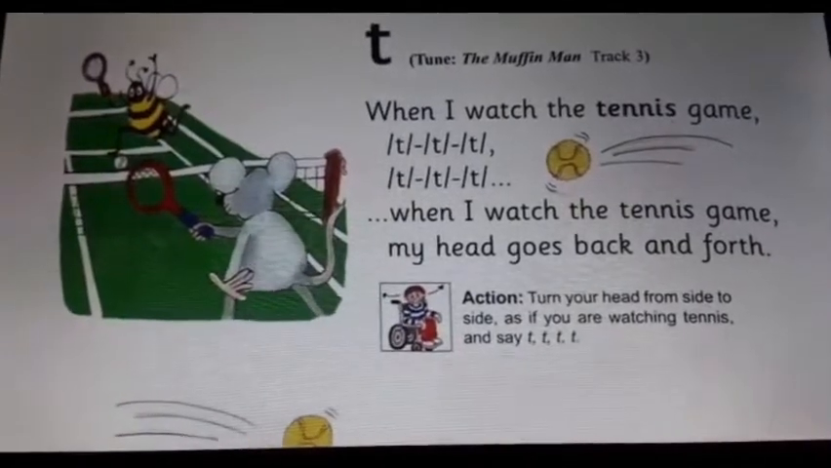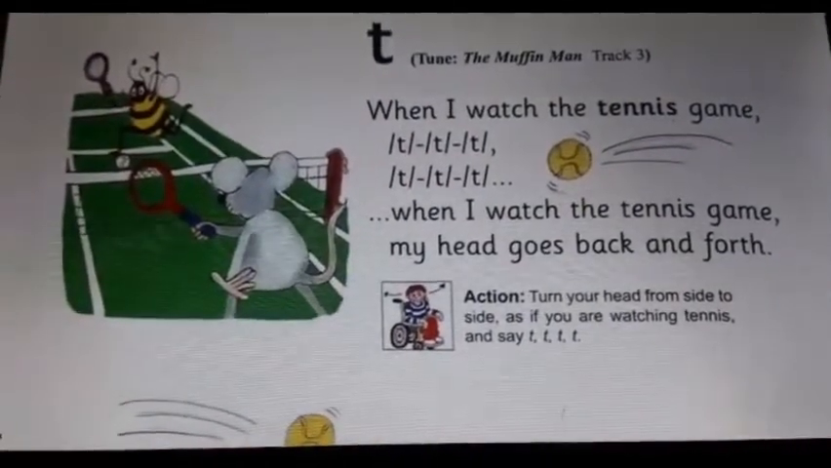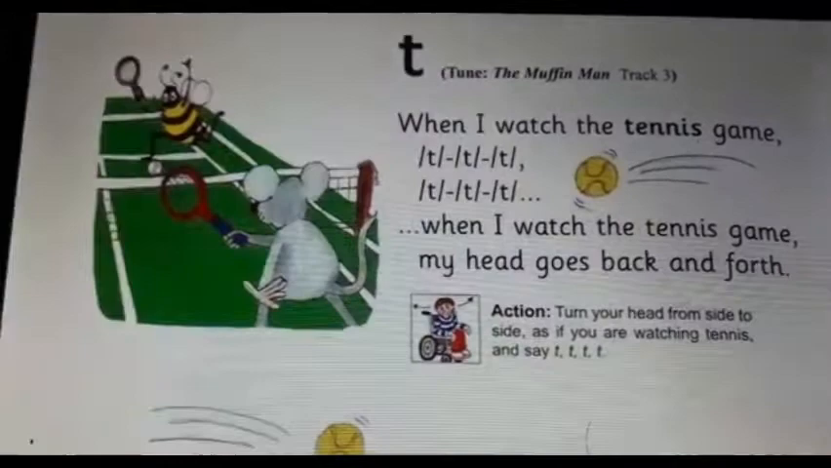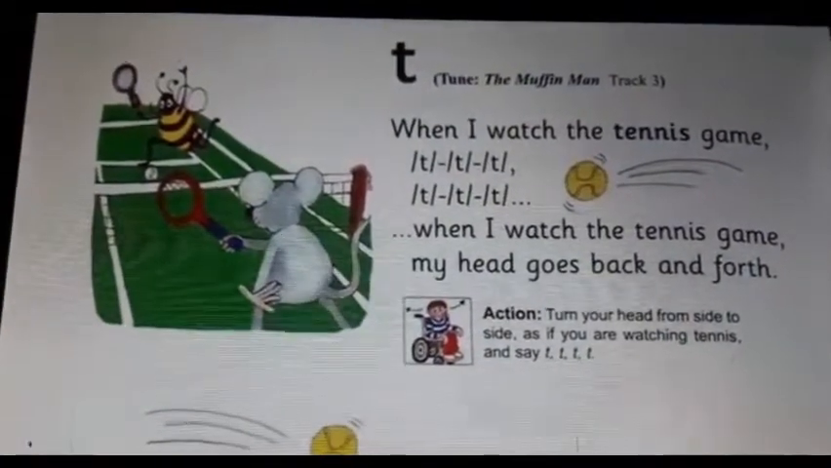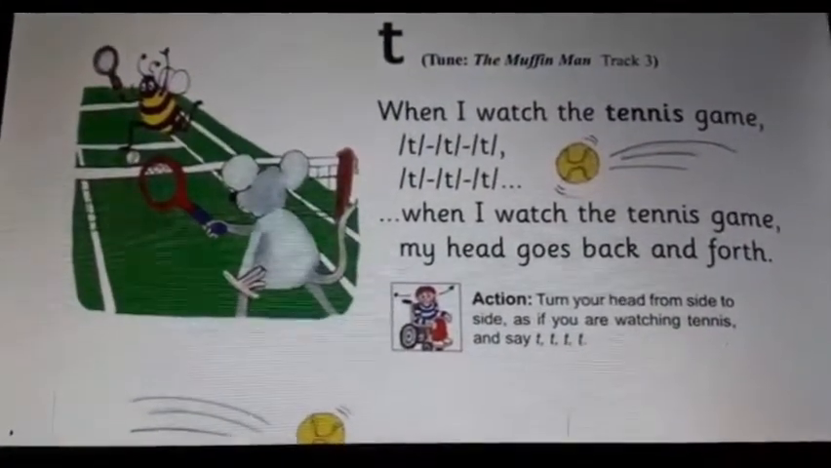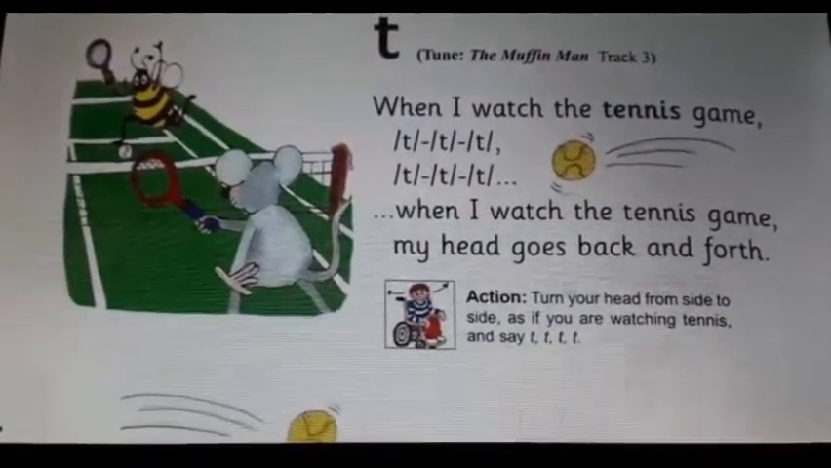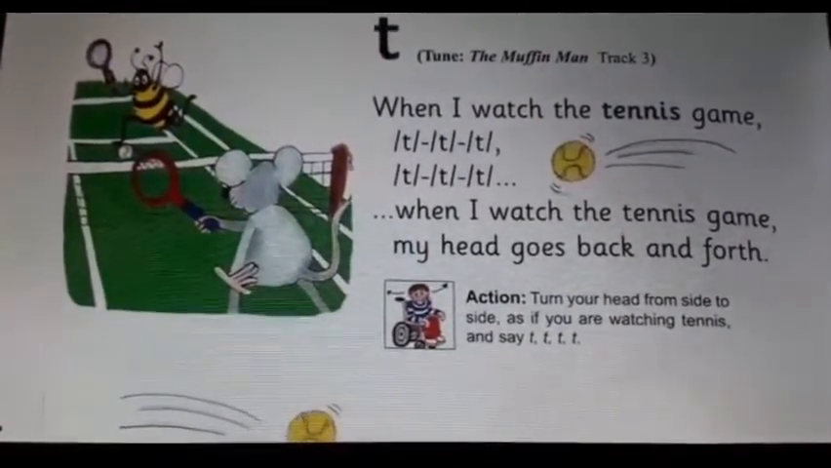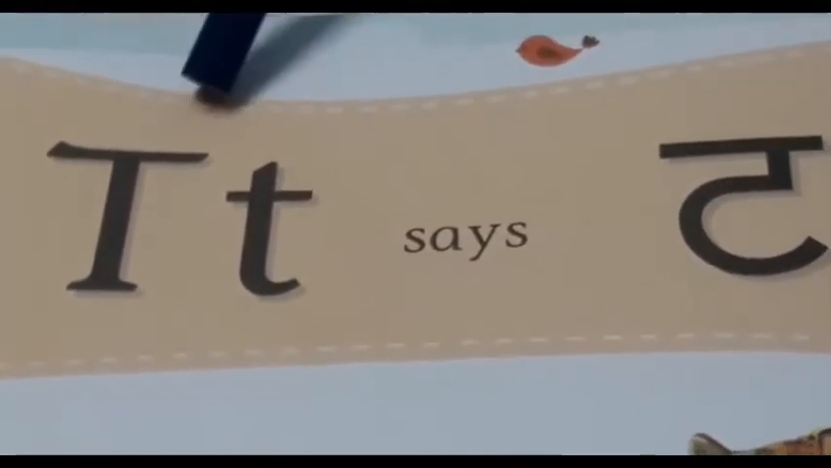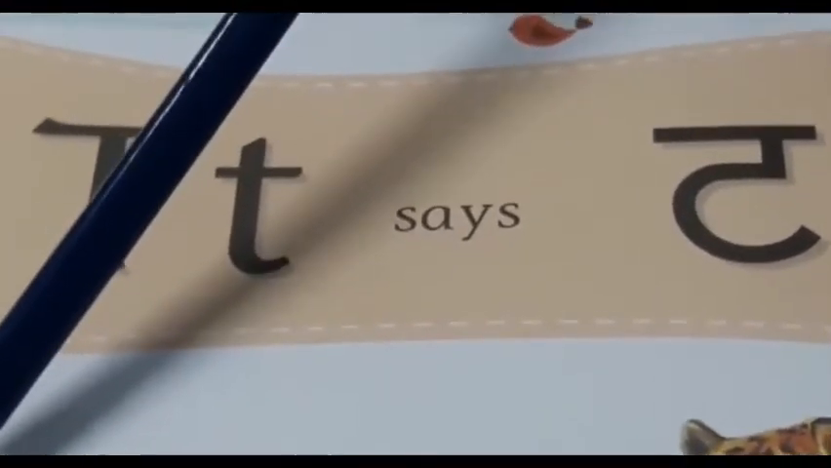When I watch the tennis game, my head goes back and forth. T says T. T says T. So what is the phonic sound of letter T? It says T. Now let's see the related pictures.